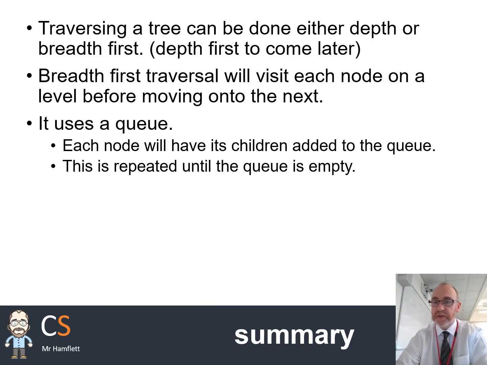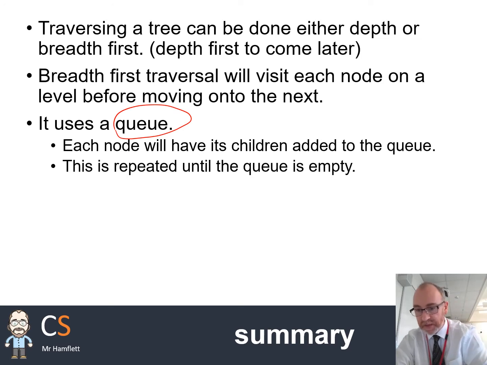So traversing a tree can be done either depth first or breadth first. We've looked at breadth first only so far in this video, but we have done both already. Breadth first traversal will visit each node on the level before moving on to the next, and it uses the queue. The queue data structure, please make sure you remember that because it's a classic question example we'll ask, and it's a classic thing to forget because we don't tend to do much with it in class and lessons, and the questions won't come up very often, but when they do, you don't want to be thrown by it.